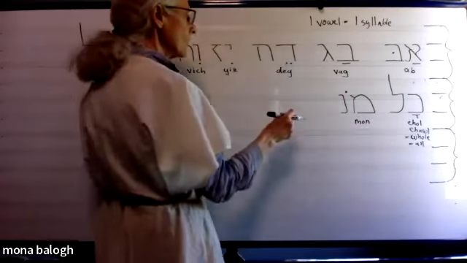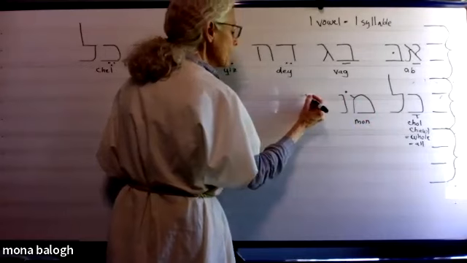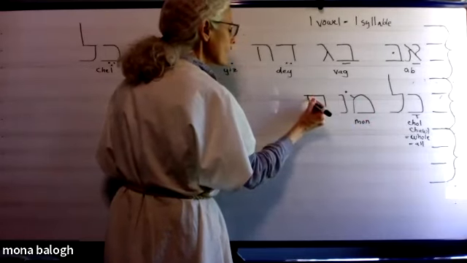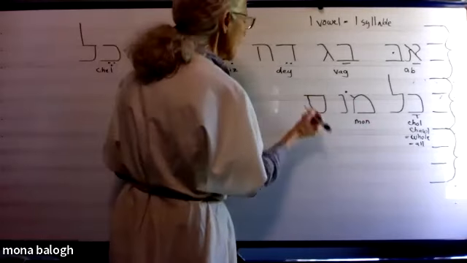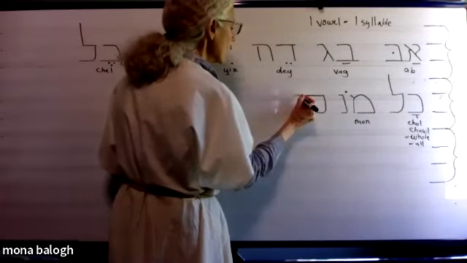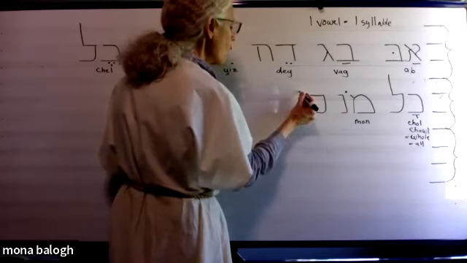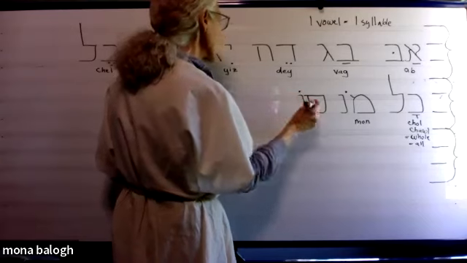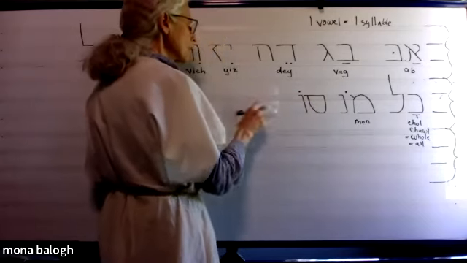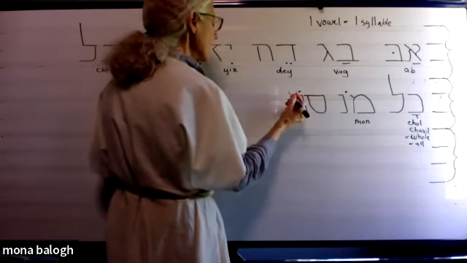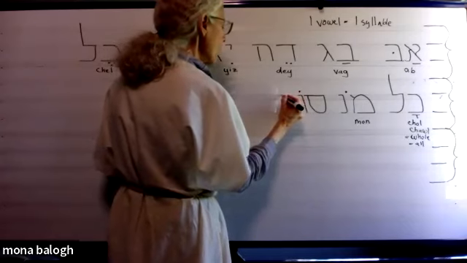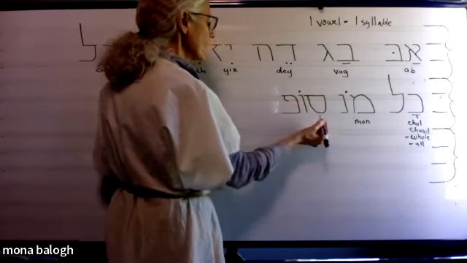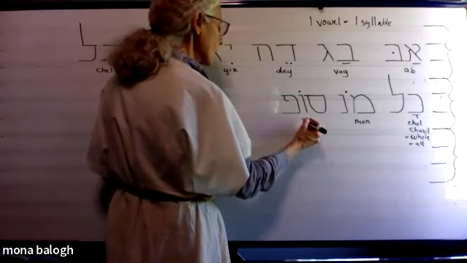Okay, I'm not going to do the sofit forms right now, so let's do samech. Samech. And let's do a cholam vav, or a vav o. And ayin is the next one. Let's skip ayin for now. Let's do a fe. Sof. Sof.